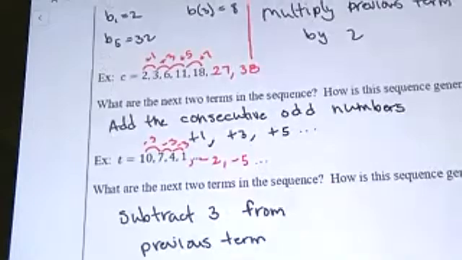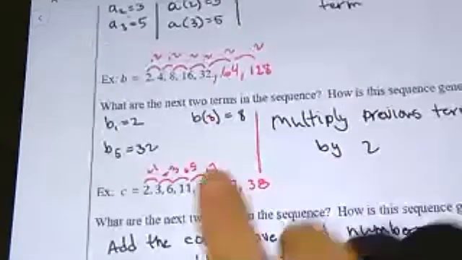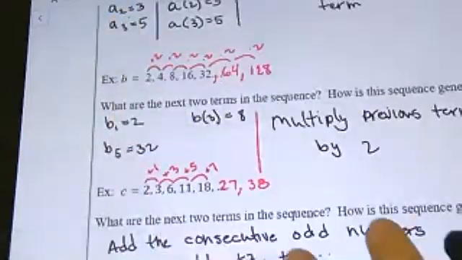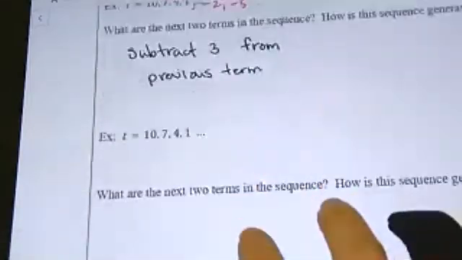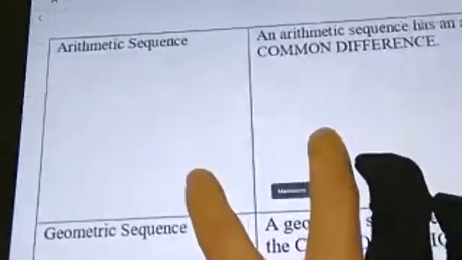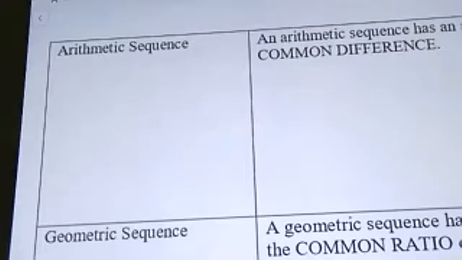Okay, so page 1, we were just looking at different sequences, trying to figure out what the pattern was. And then we talked a little bit about the notation, okay? So when you see a little number in the lower right-hand corner, that's the term number, okay? Second page. There are two types of sequences that you need to be able to distinguish.